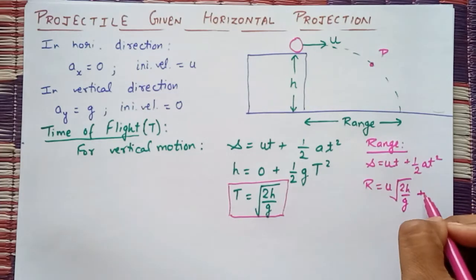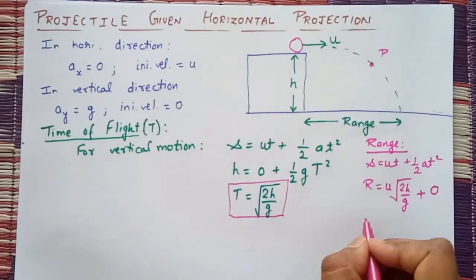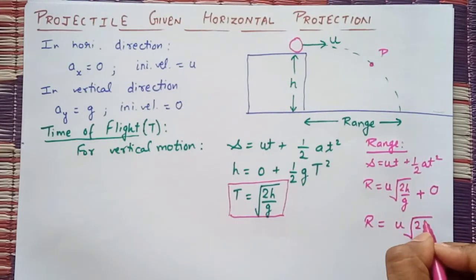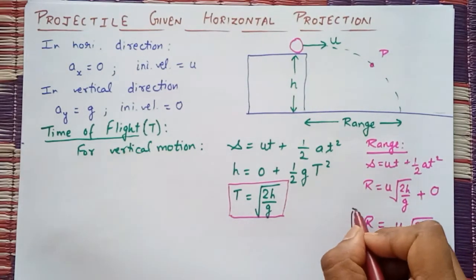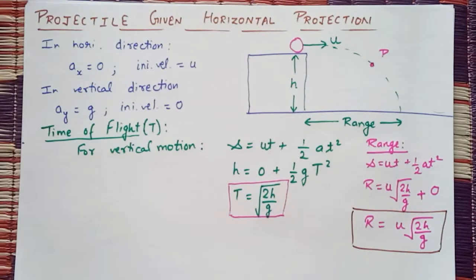Plus, what is acceleration in the horizontal direction? It is 0 because no force is applied. Hence, the formula for the range will be u multiplied by the square root of 2h by g. This is the formula for the range.